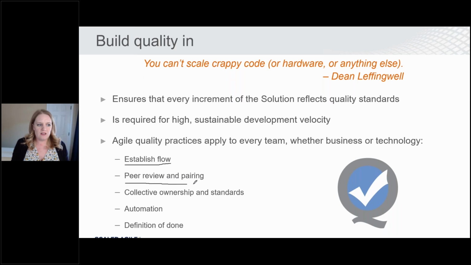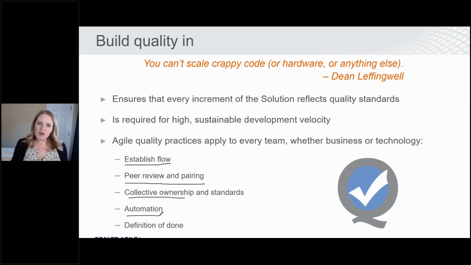Peer review and pairing is another very popular built-in quality practice that also improves flow. This is where we might work together to review each other's work, or work together. We might take up a user story, which is an increment of value for the iteration, and work together, oftentimes the developer and tester paired together. We take collective ownership over our work. Everybody is engaged in the process. We're writing stories as a team together. We're understanding the value that we're delivering together.